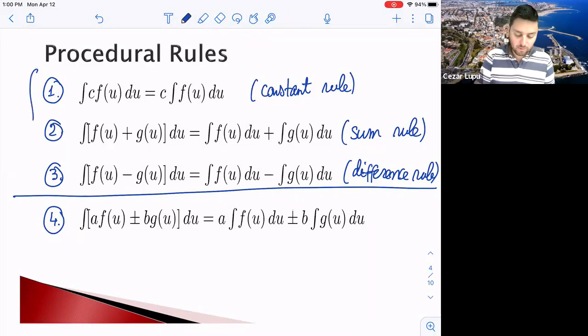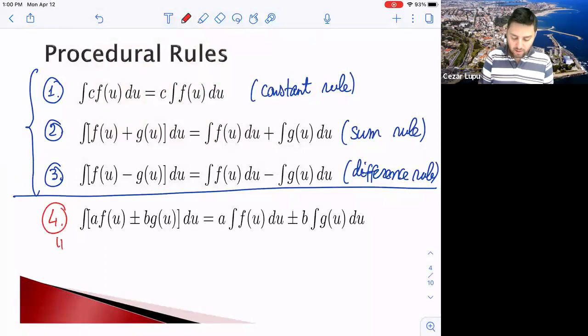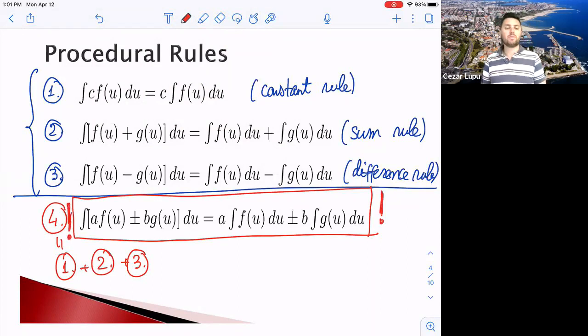But all these three rules combined, we can write them in one certain way. Let me put it here. Let's say the fourth rule, which is nothing else than just 1 plus 2 plus 3. So a combination of the first three can be expressed like this. This is what we call, for our integral, bilinear. In other words, as you can see there, if you have a constant multiplied by f, and then you have another constant. And here, let me just say that a and b are constants.